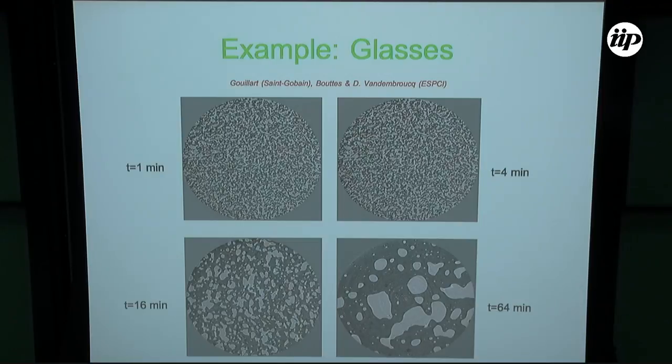These are some examples of phase separation. Let me start now with phase separation or coarsening, if you want. This is what happens in a mixture of two glasses. These are two different glasses. This is an experiment. You see, initially they are quite mixed, and then they demix by formation of these clusters, which grow.